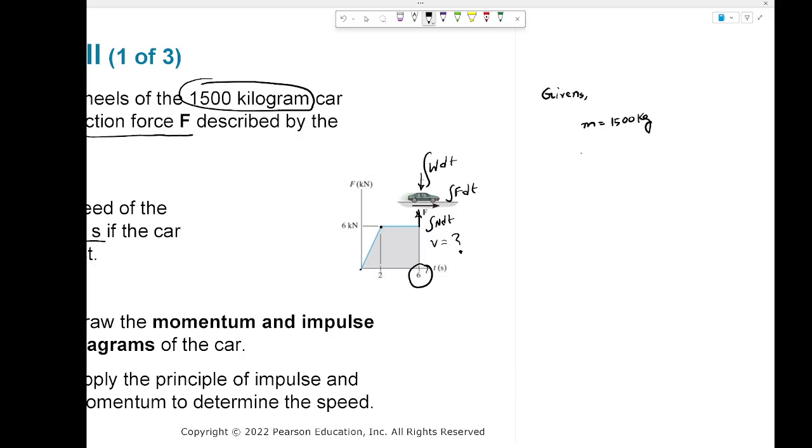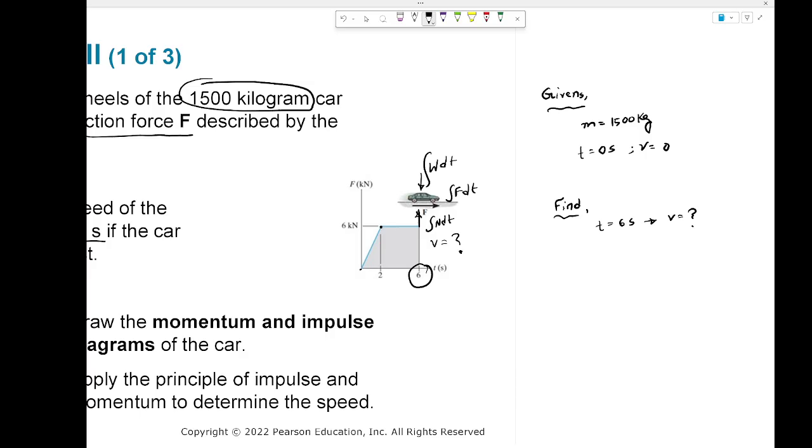At time t equal to 0, the velocity v is 0. The car starts from 0, and you have to find the velocity at time t equal to 6 seconds. What is the velocity? That's what you're trying to find. And then you'd like to draw the impact momentum diagram. Always remember that impact momentum diagram.